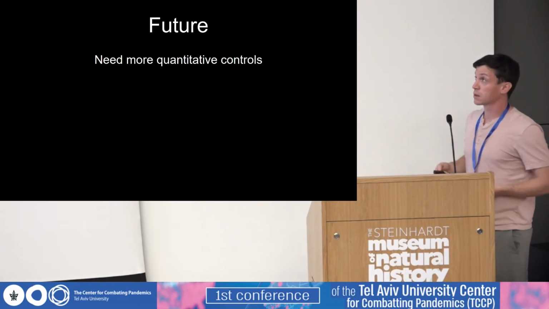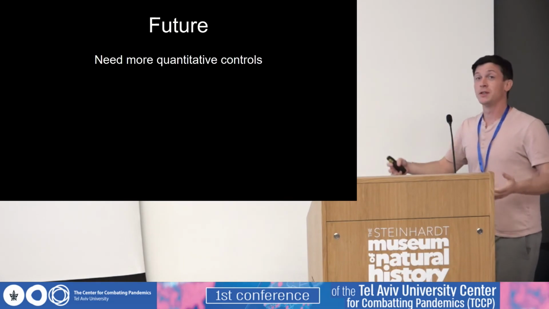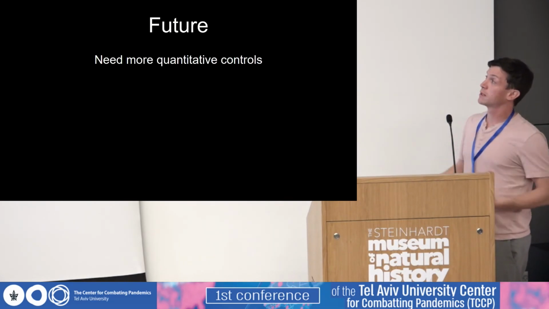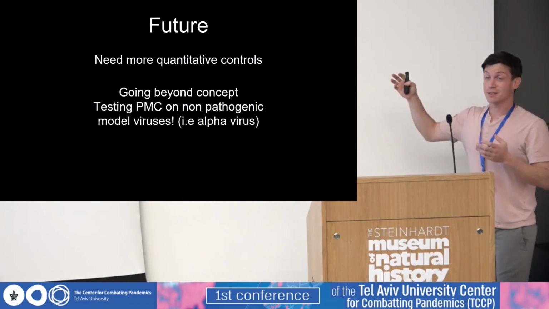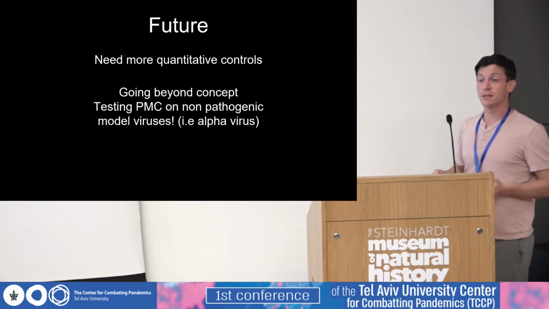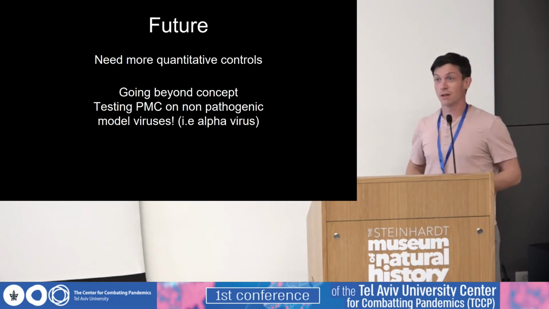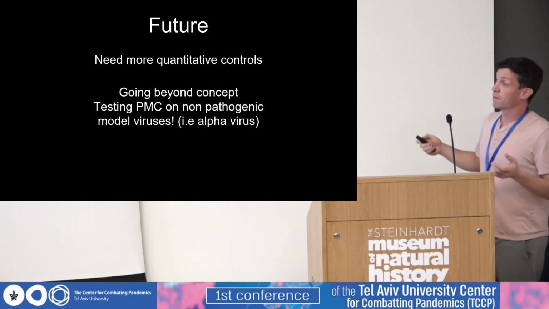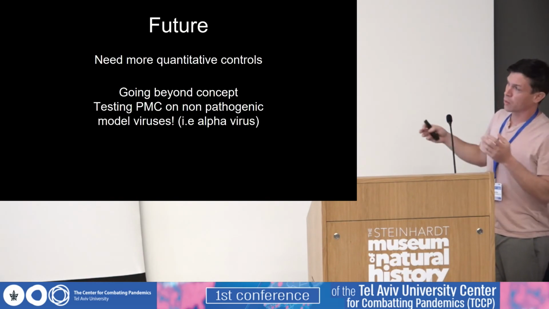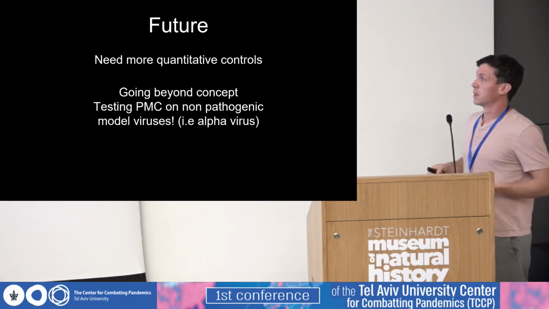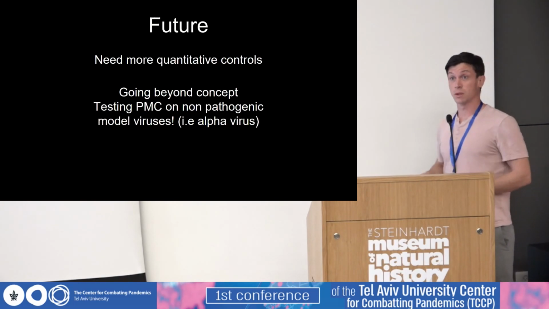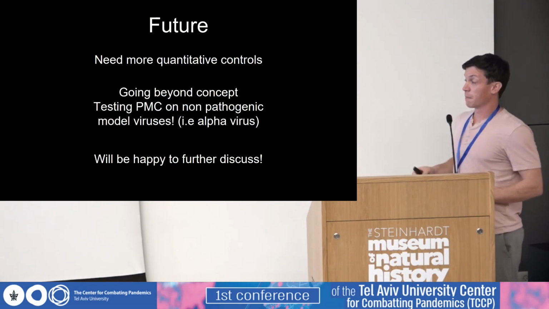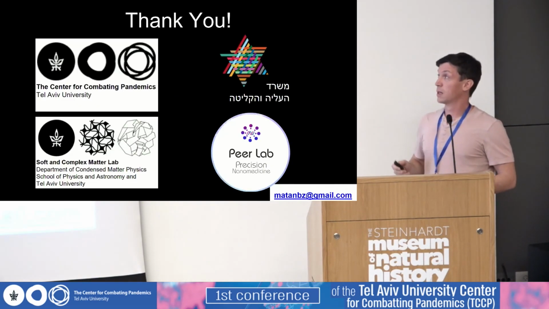And the outlook, something about the future: we need to do this more systematically, with some more quantitative controls, which I'm looking forward to doing. I'm also looking forward to going beyond concept and working with actual viruses. There are some world-leading virologists here who can work with alpha virus, rhinovirus, something that is not too severe, not too pathogenic, and try to see if it actually works with actual viruses. And I'll be happy to discuss this with you.